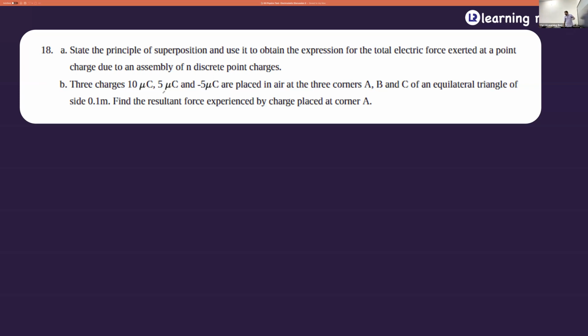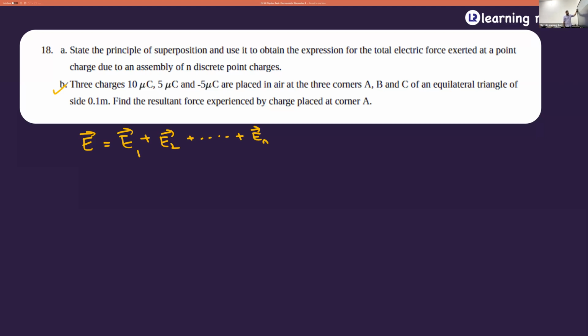The electric field due to a system of charges is going to be the vector sum of the electric fields exerted due to the individual charges. So if there are n discrete charges, the net electric field is going to be E1 vector plus E2 vector plus so on till En vector. This will be there in the solution. You can have a look at it.